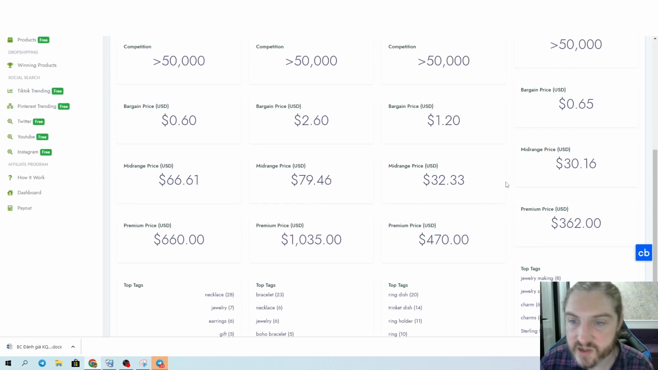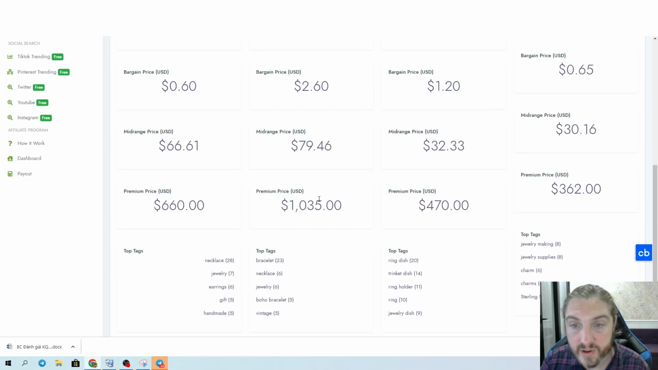Next, we have the mid-range price. So this is almost the average price, and we can see that the necklace and bracelet are quite similar: $66, $79. The ring is actually a lot less. It's on $32 for the average, and then jewelry itself is about $30. So we can look at that, so we can know, this is kind of the price range that we could maybe get into quite easily.